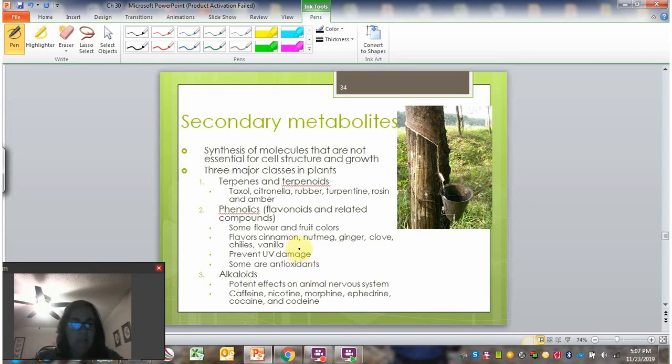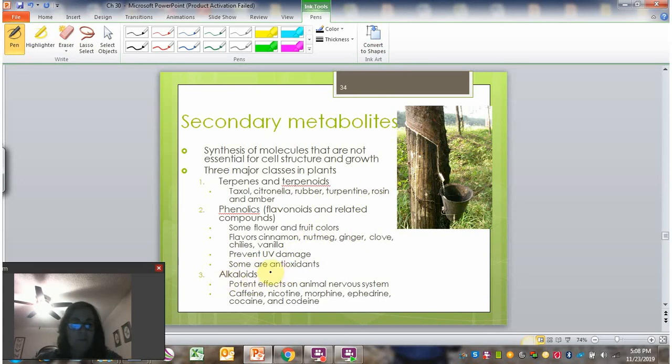In some cases, the aromas and flavors are also attracting to something that might want to eat the fruit. In other cases, the smell might be repellent, and so it may actually keep bugs away. Depends on the compound. The third family is the alkaloids.